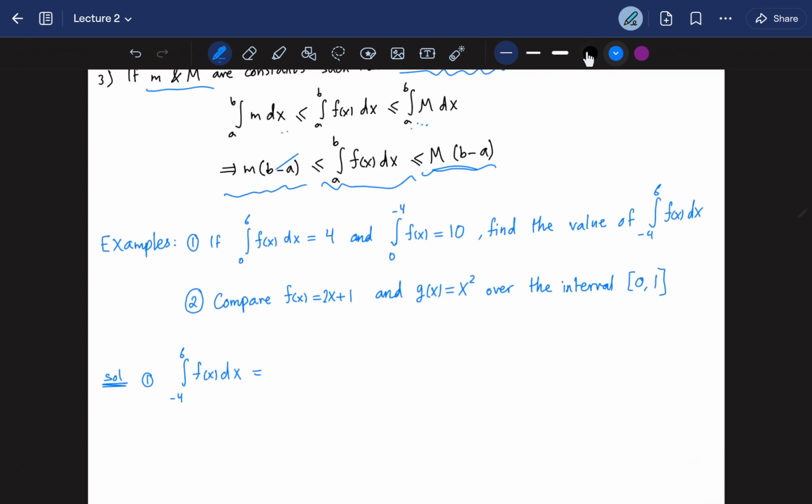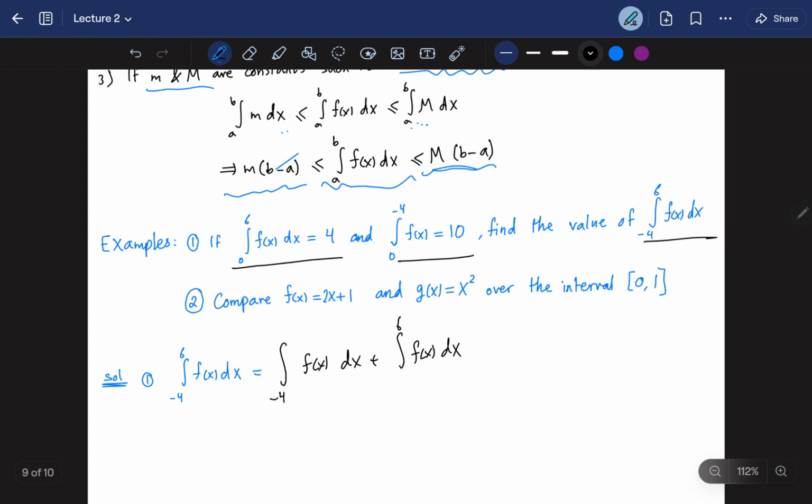Okay, so let's do an example so we can apply what we've learned about the properties. So if I have the integral from 0 to 6 to be 4, the integral from 0 to negative 4 is 10, and I want to find the value of the integral from negative 4 to 6. So here, let's start. I want you to think about the property where I can split my integral. Now, I can easily split it with any point between negative 4 and 6. But we want to be smart here. I want to choose a point between negative 4 and 6 that's going to help me find the general integral.